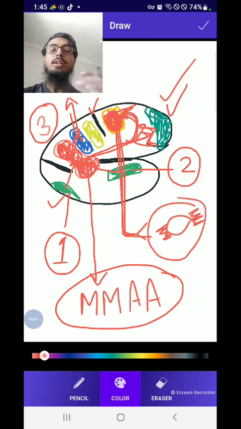So guys, I hope you understand this pathway related to the posterior association area.